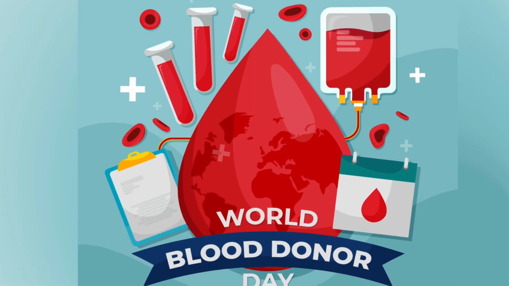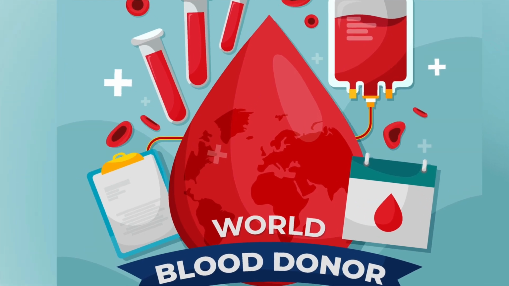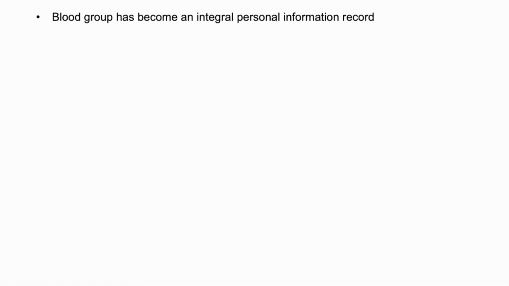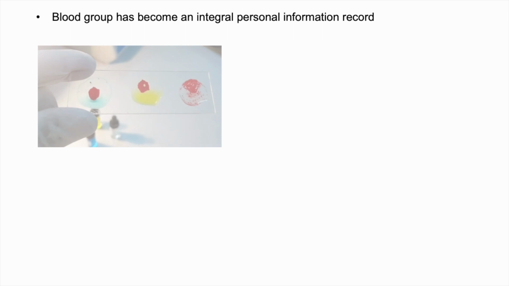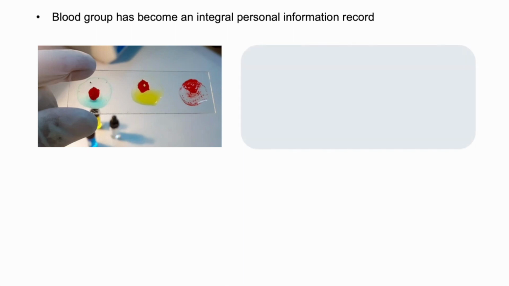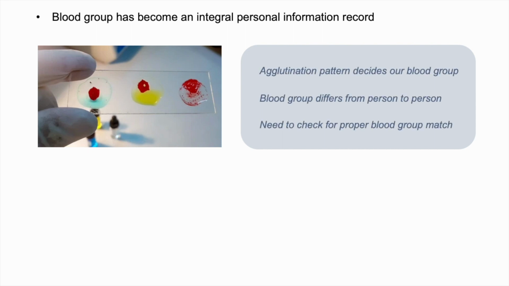We all know that nowadays blood group information has become an integral part of any personal record. Like the image shown here, this is how blood groups are usually tested in laboratories by observing the clumping or the agglutination pattern. But how does this happen and what is responsible for this? The answer is human RBC antigens.